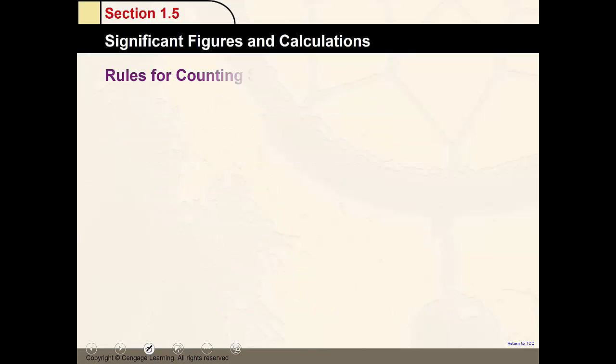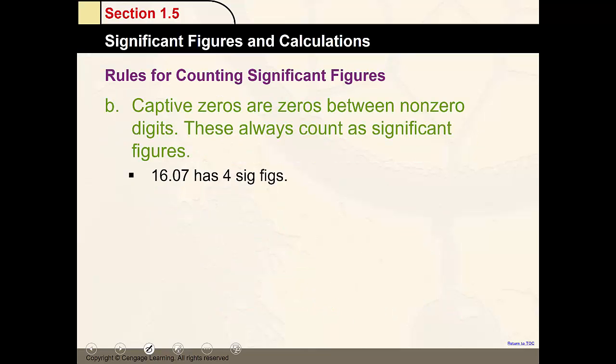However, captive zeros, and they are called captive zeros because they're held captive, or they're between 2 non-zero digits. And these always count as significant figures. So this 0 here, it's between the 6 and the 7. It's captive, it's between 2 non-zero digits, so therefore all 4 of these digits count as sig figs. So that number has 4 sig figs.